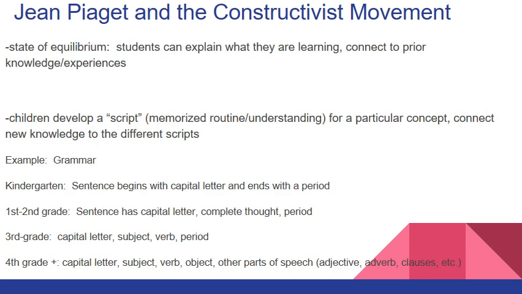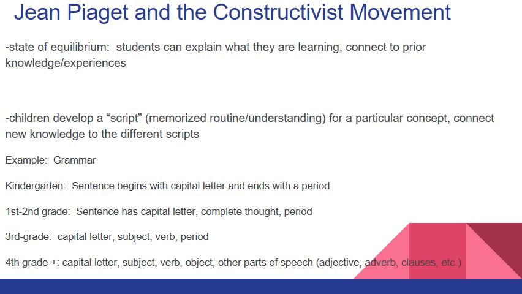According to Piaget, the ideal state of learning would be a state of equilibrium, where students can explain what they're learning while also connecting their new learning to their prior knowledge and experiences. Piaget explains that in general, when people become regularly exposed to a concept or to an activity, people develop a script or a memorized routine or understanding.